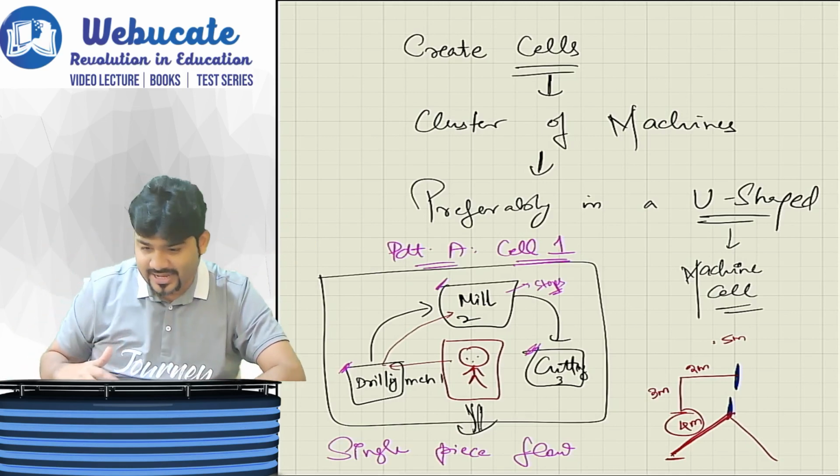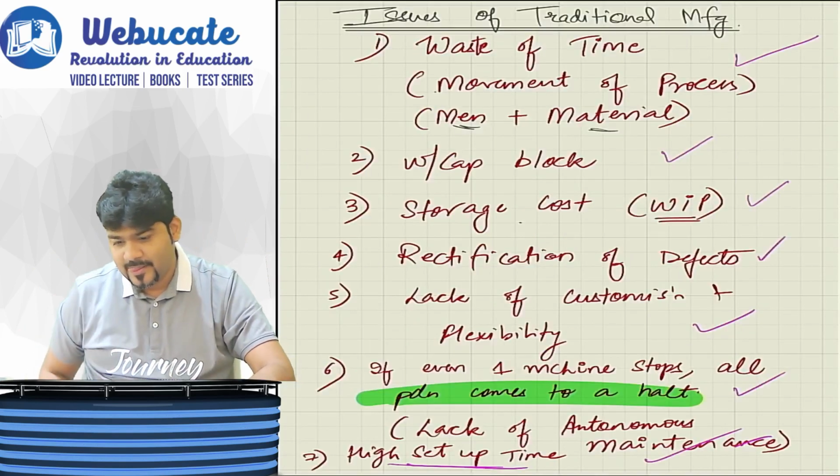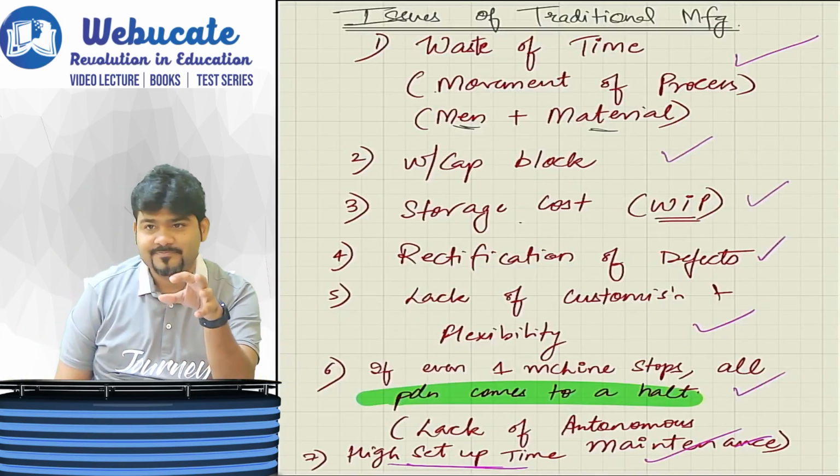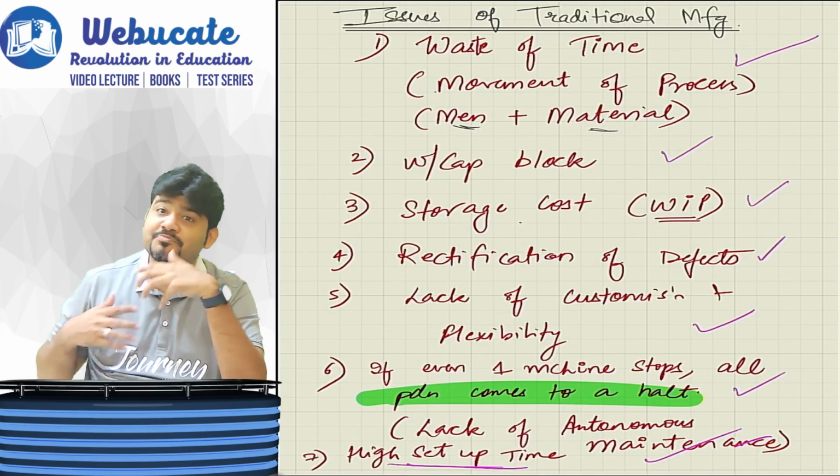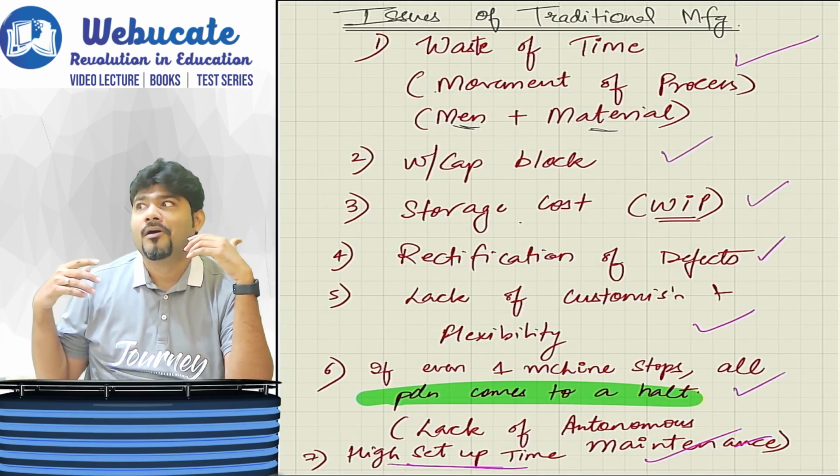Last point, please. Sure, Kiran. Last point is autonomous maintenance. In that original traditional case, big setups, big machines are there.